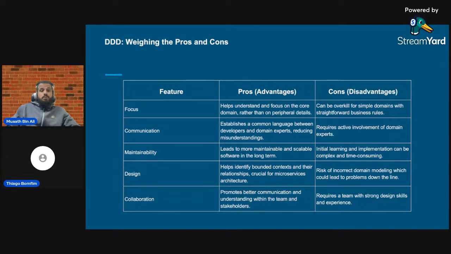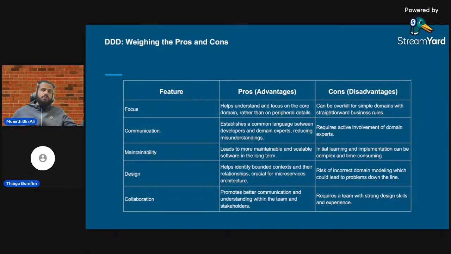Also, it will help in terms of design. It will always help you design your system in a very good way. You have main categories, subcategories, and so on. And the collaboration is very high between all the stakeholders. These are the very good pros.